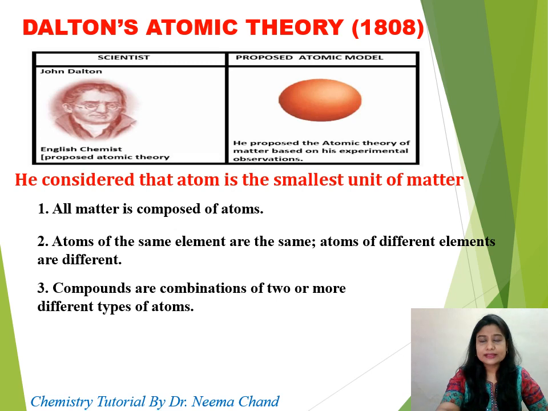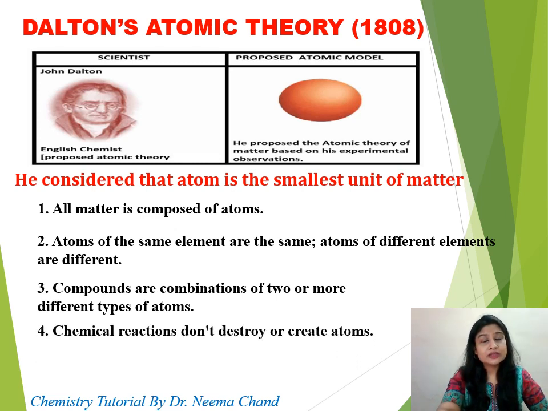The third part of Dalton's atomic theory stated that compounds are a combination of two or more different types of atoms. If we take table salt for example, we see that it is made up of atoms of sodium and atoms of chlorine. So according to this postulate, compounds are actually formed when atoms of two or more different elements come together.